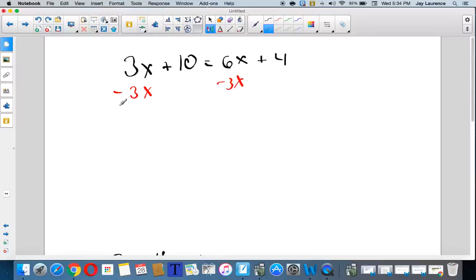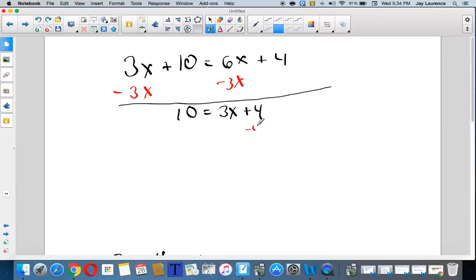Now that I've subtracted 3x from both sides, I get 10 equals 3x plus 4. So now it's just a two-step equation from here. But look, it's a lot easier because I took away one of the x terms. I subtracted off or added on, depending if it was negative.